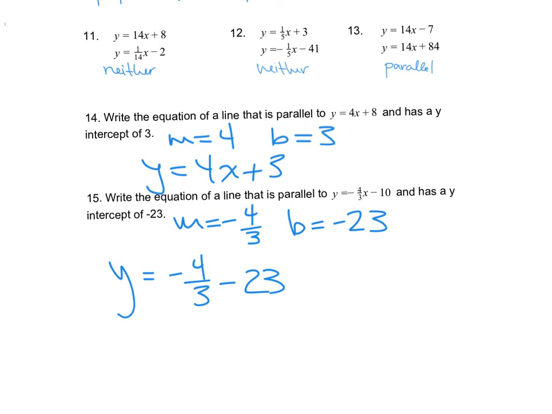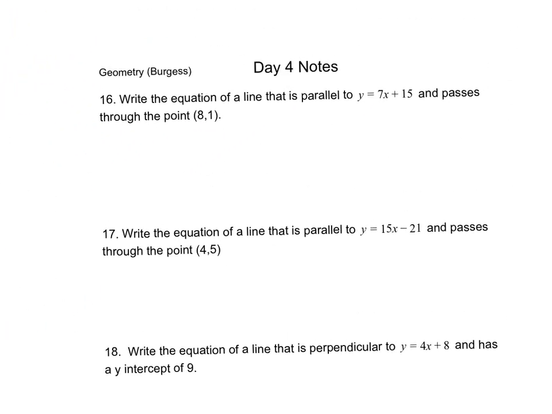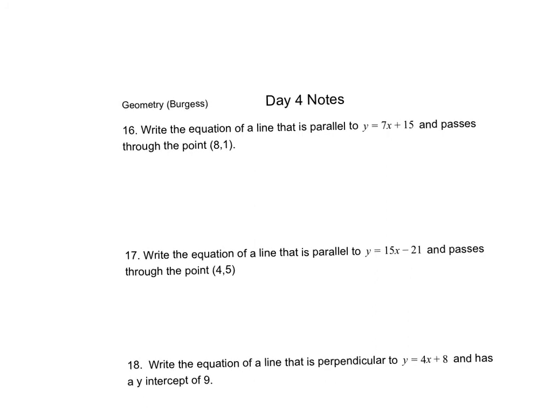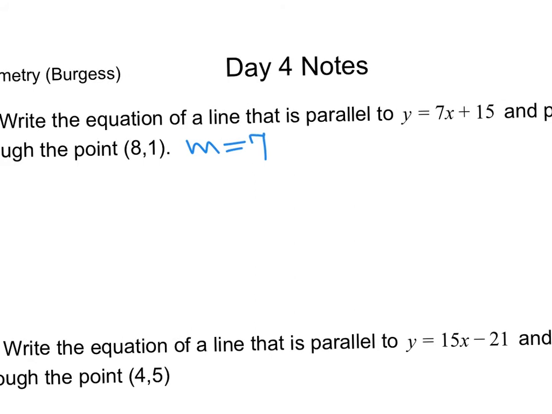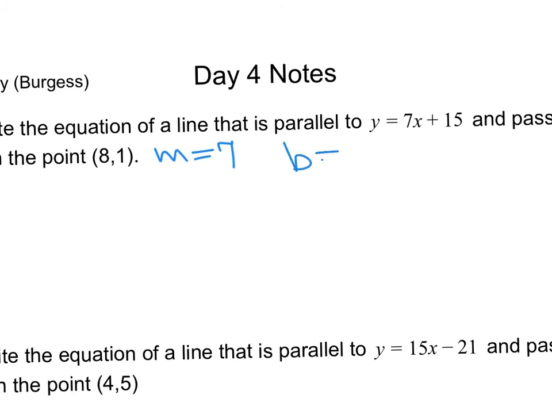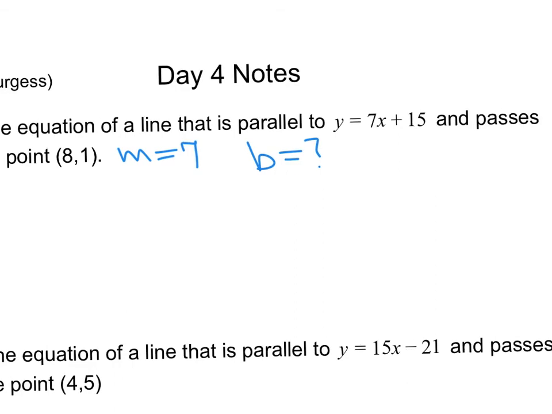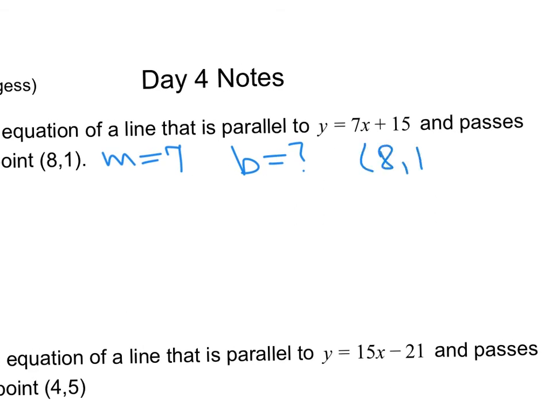Now the next one should be kind of familiar as well. I think we've done this procedure. The steps that we're going to use, we've done it before. Maybe just not with parallel and perpendicular lines. Okay, so we're going to write the equation of a line that is parallel to y equals 7x plus 15 and goes through the point (8, 1). So firstly, if we know that it is parallel to this line, where's our slope going to be? So our slope is 7. Okay. Now, do we know what our y-intercept is? Nope, not yet. But we know that the line should pass through this point.